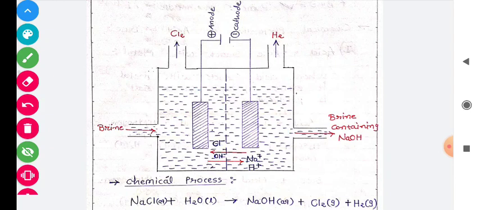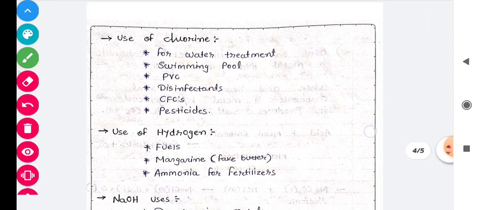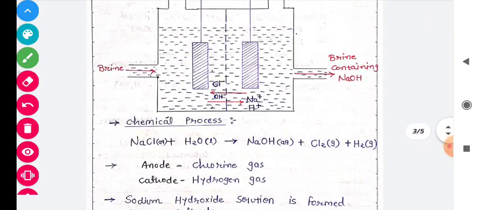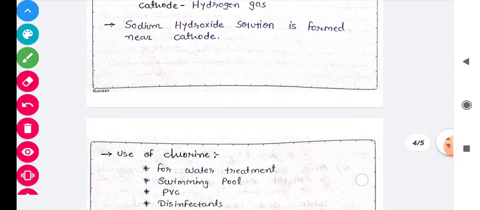So H plus ions, which lie inside the water, are also formed and come out in the form of gas. So this is the ionic formation of Na plus, H plus, Cl minus and OH minus ions.